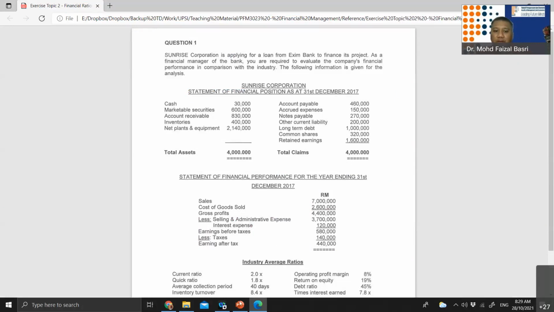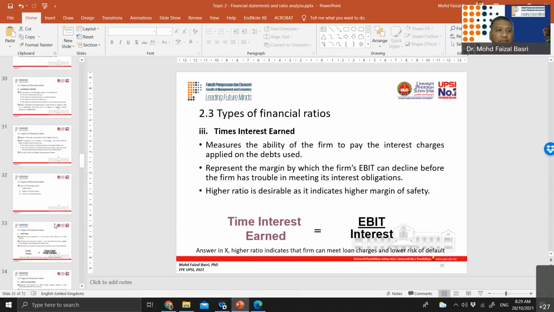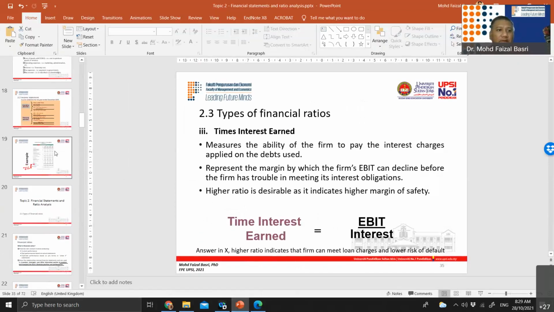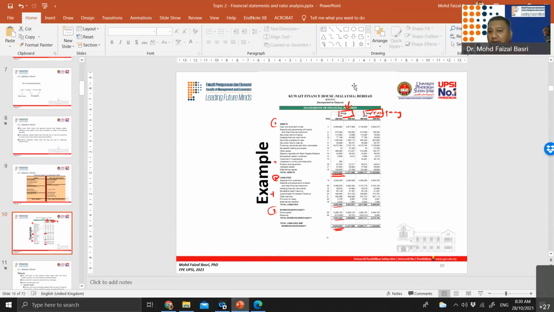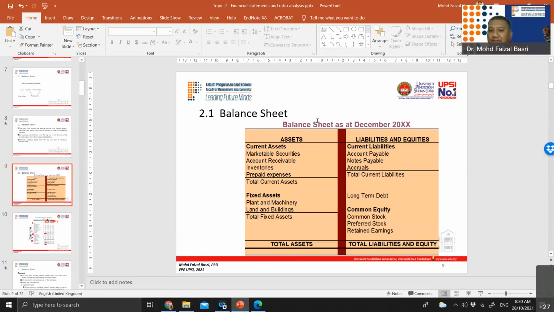Remember earlier? Bear with me. This would be the format you see in real companies. But for the exam, usually we use this T account type. Assets on the left, liabilities and equities together with common equity on the right. Liability and equity on the right hand side.